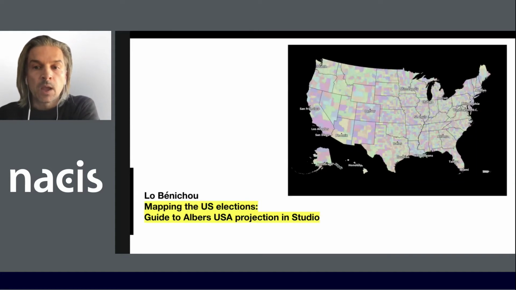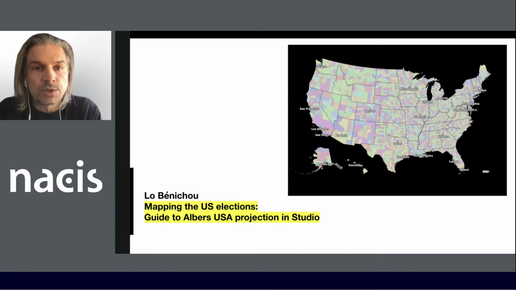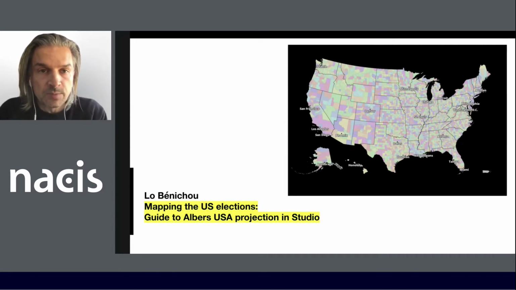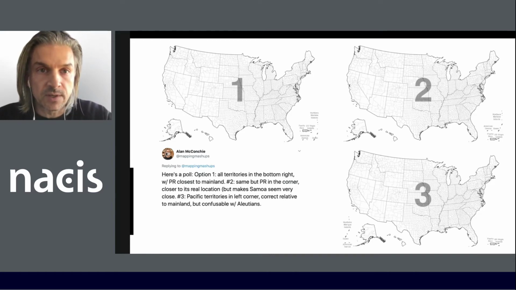So I referred a lot to the tutorial by Lo Benichou. They did this for Mapbox, election maps, and they have this great tutorial about how to use Dirty Reprojectors. And Lo also added Puerto Rico to their projection. So I just looked at how they did it, and I'm going to figure out how to add my own altered map projection to get the other territories in there.